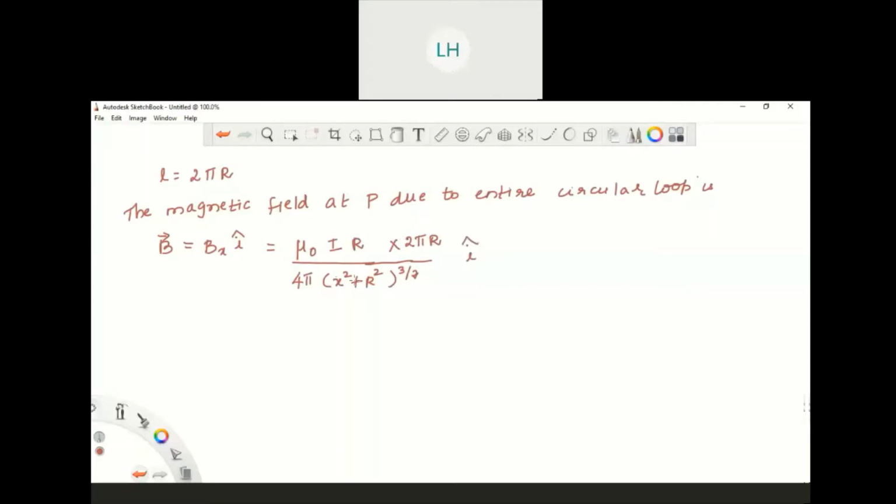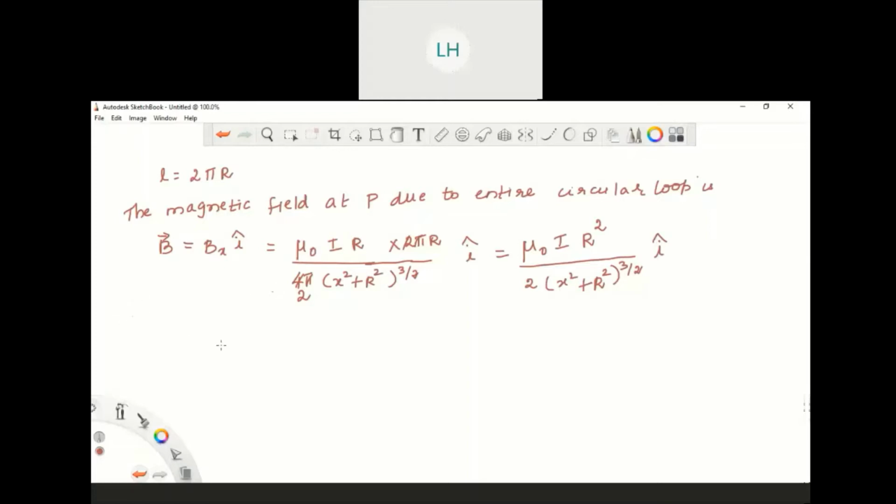So now you can do all these things. Pi and pi get cancelled. Then 4 and 2 will get cancelled, so you will get only 2 here. So you can write it as mu naught I r times r, which becomes r square, divided by 2 into x square plus r square the whole power 3 by 2, i cap. Okay, so this is very important, children. This is the magnetic field on the axis of a circular current loop.